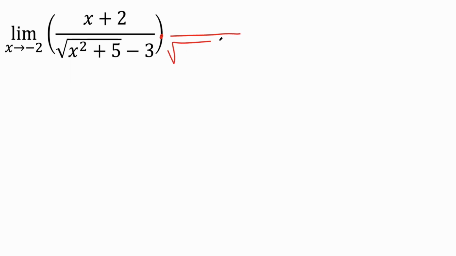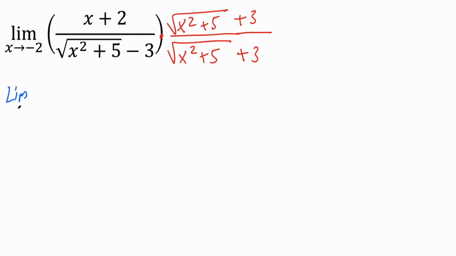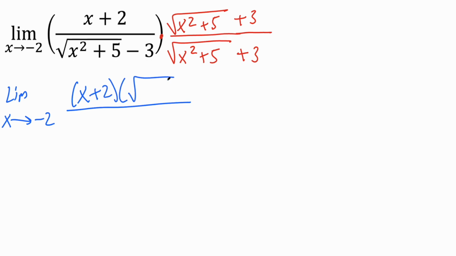So I'm going to put the square root of x squared plus 5. Instead of a -3, I'm going to put a plus 3. I'm going to do this for both the denominator and also in the numerator. At this point, we can rewrite the problem. We have the limit as x approaches -2. And in the numerator, we have x plus 2. We also have the square root of x squared plus 5. Outside, there's a plus 3.